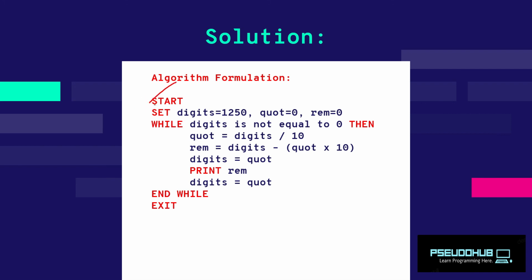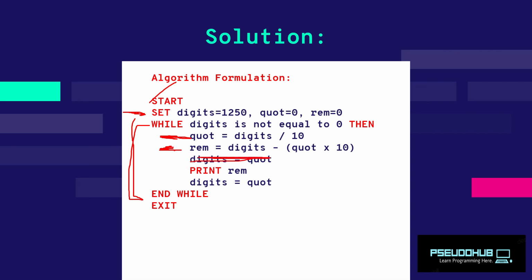As you can see, we have set the value: digits is equal to 1,250, quotient is currently 0, remainder is currently 0, and we have our while. So while digits is not equal to 0, so as long as digits is not yet 0, the loop continues, the statements keep repeating. As you can see, this is the part where we divide digits by 10, and then get the remainder.